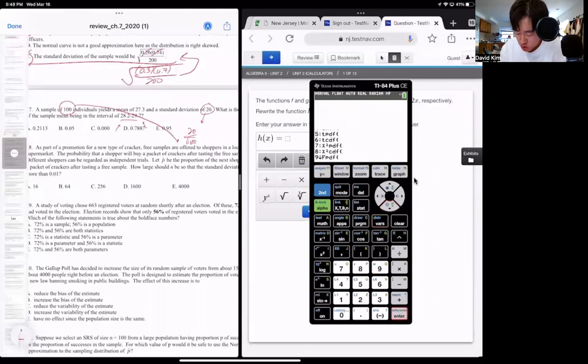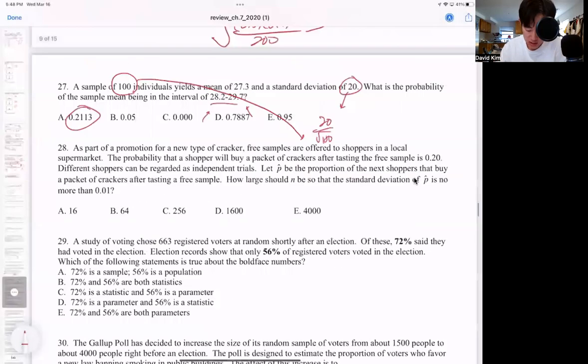So when you go to do your normal CDF, your lower is 28.2 and your upper is 29.7, your mean is 27.3, and your standard deviation will be 2, not 20 here, because you always must take the sample standard deviation. You paste that and it gets you the answer, which is A. And that's all you have to do for number 27.